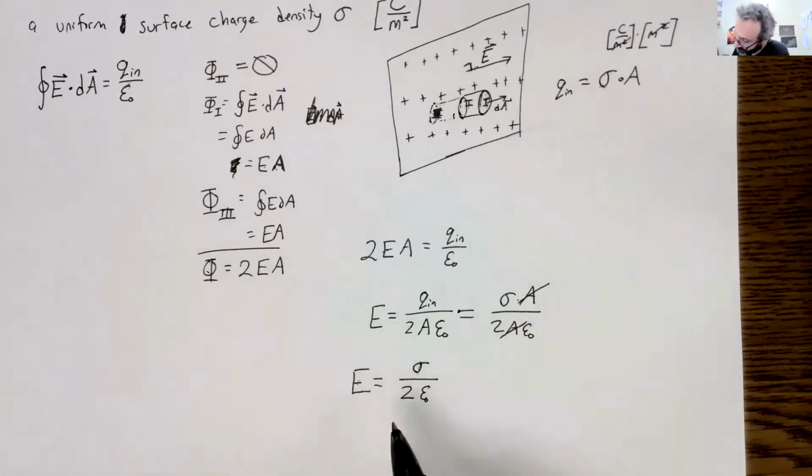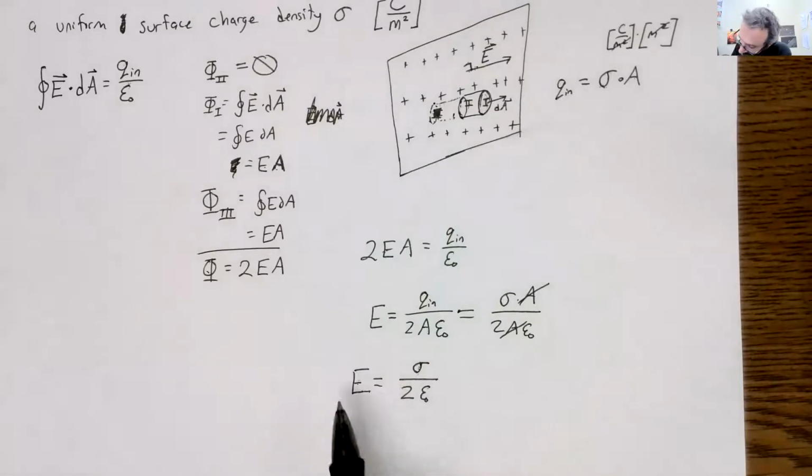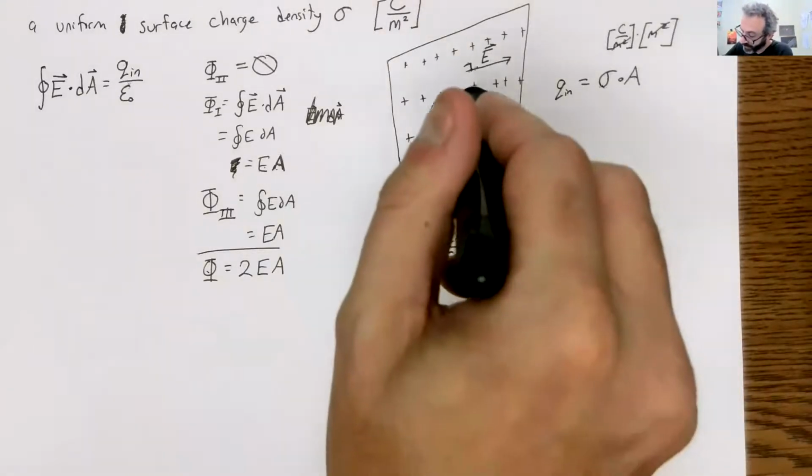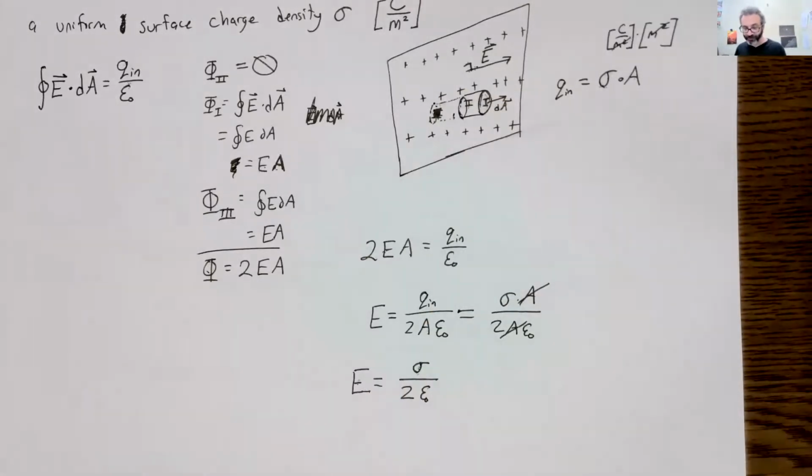Maybe I'm making this sound too complicated. All I'm saying is the electric field here does not depend on the distance you are away from the plane of charge. It doesn't matter how far away from the plane you get, you're still going to have the magnitude sigma over 2 epsilon naught. Right? That's very unlike Coulomb's law, right?